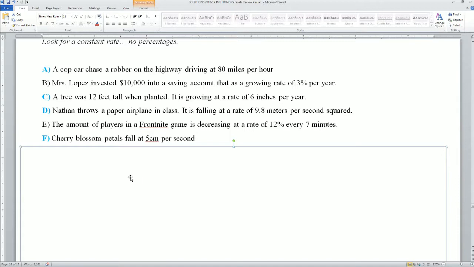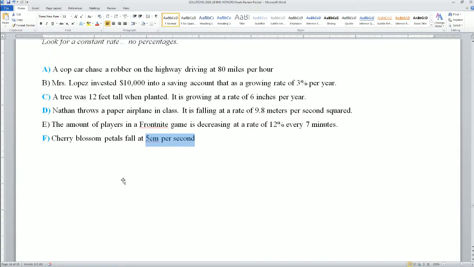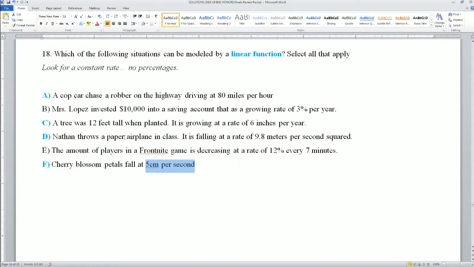And last one, the cherry blossom petals fall at 5 centimeters per second. Again, 5 centimeters per second is not a percentage, it is linear. So the only linear ones you have here are A, C, D, and F. Remember, you are looking at a constant rate, so no percentages, and you will be fine for a linear function.